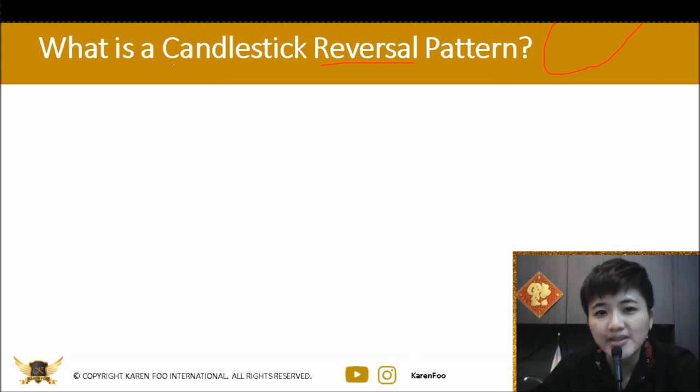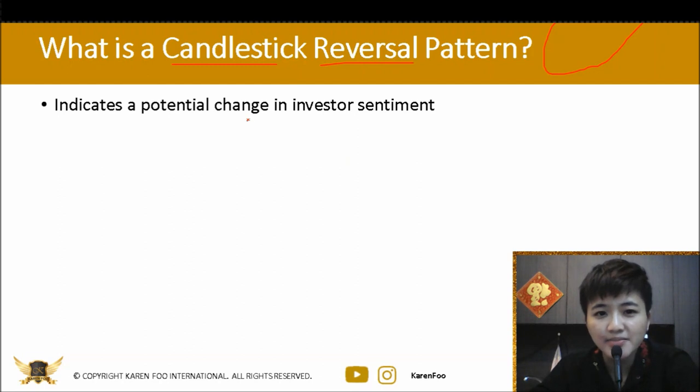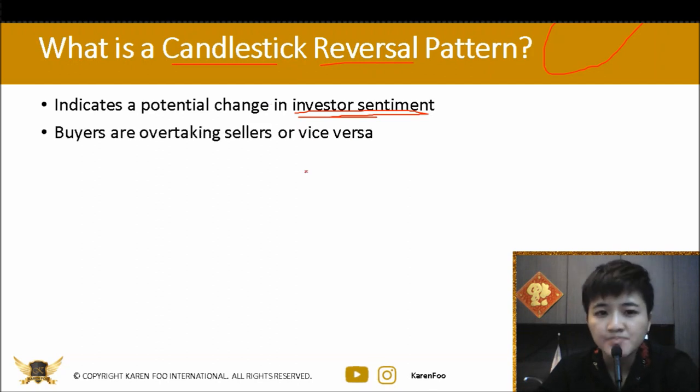So whenever you see a candlestick reversal pattern, what does it mean? It indicates a potential change in investor sentiment, okay? Are the buyers coming in? Are the sellers coming in? Are the buyers getting out? Are the sellers getting out? In other words, are the buyers overtaking the sellers? Or the other way around?